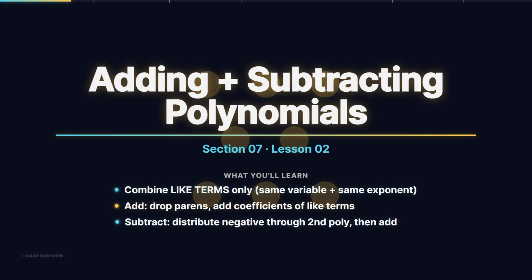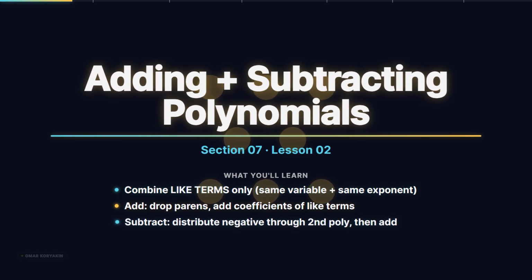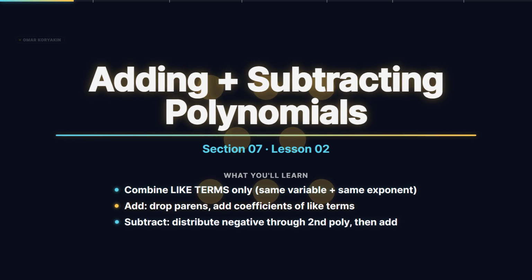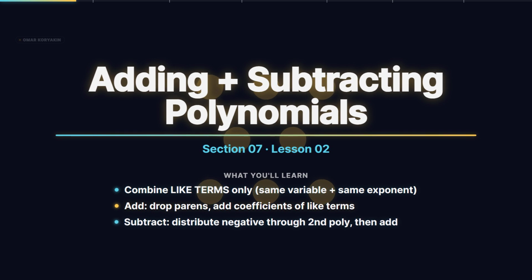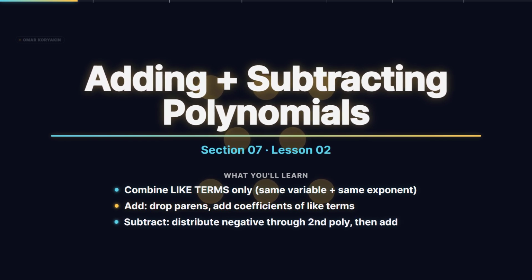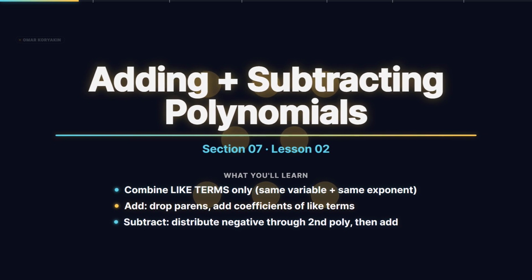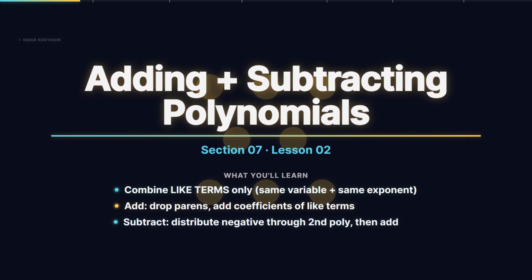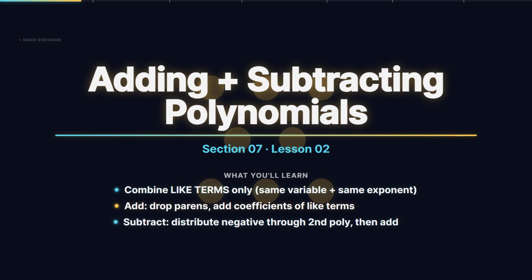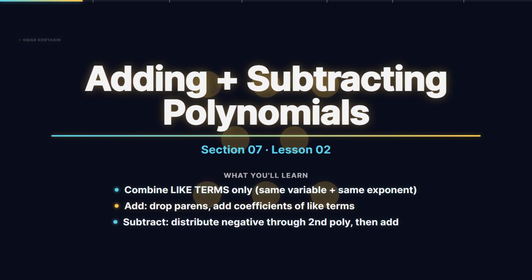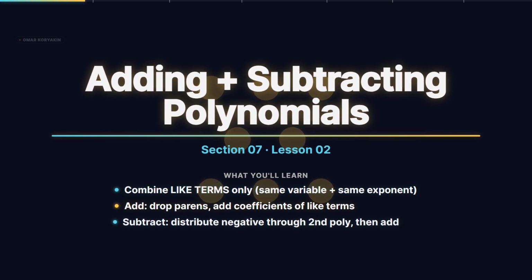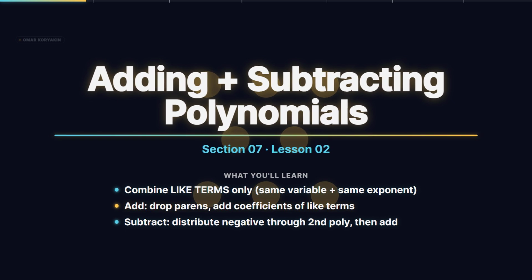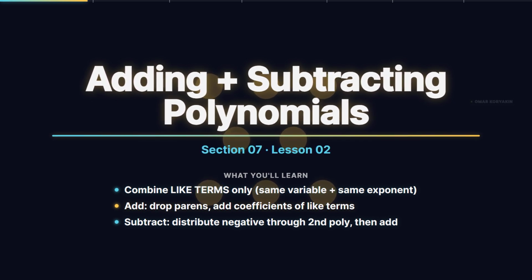Third idea. The like terms rule is the entire engine of polynomial addition and subtraction. Two terms are called like terms when they have exactly the same variable raised to exactly the same exponent. 5x squared and 3x squared are like terms because both have x squared. 5x squared and 3x cubed are not like terms because the exponents differ. 5x and 3y are not like terms because the variables differ. Like terms combine by adding coefficients while keeping the variable and exponent unchanged. Unlike terms cannot be combined and stay separate in the sum.